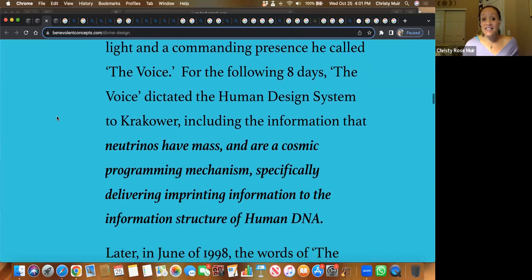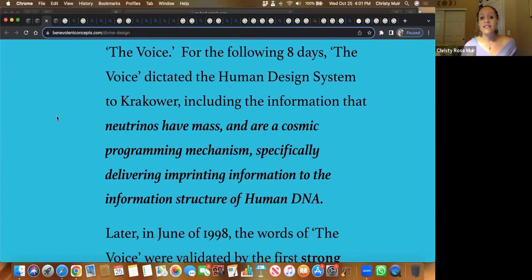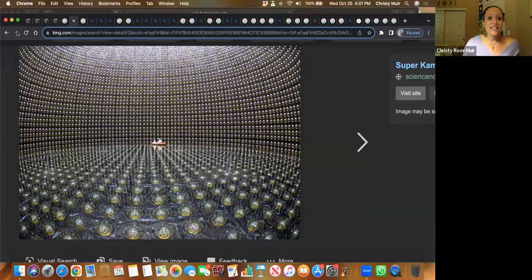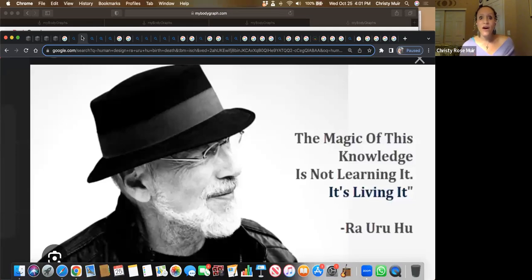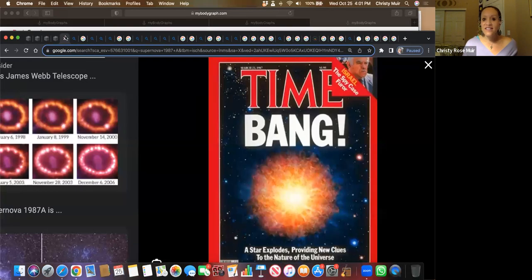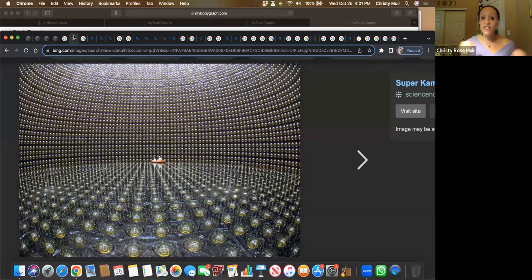But for the following 8 days, the voice dictated the human design system to Krakauer, including information that neutrinos have mass and are a cosmic programming mechanism, specifically delivering imprinting information to the information structure of the human DNA. Okay, so here is where we get to the intersection of Ra and his experience receiving this mystical download of information, and that supernova that scattered all these neutrinos through the universe, and scientists receiving this information.